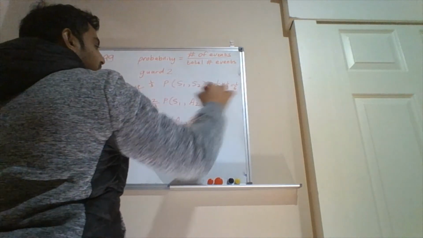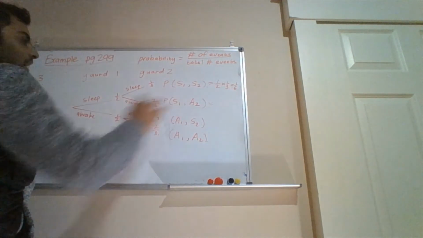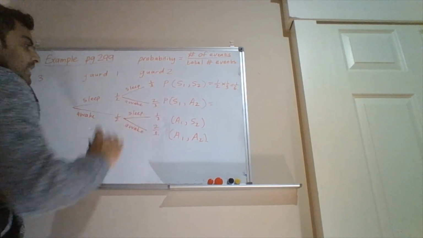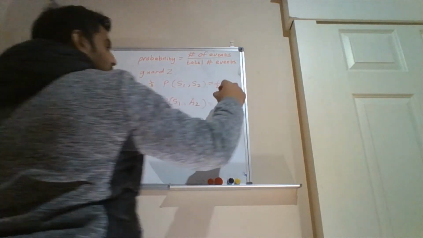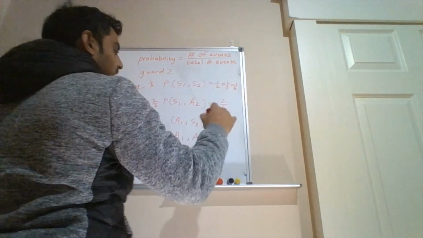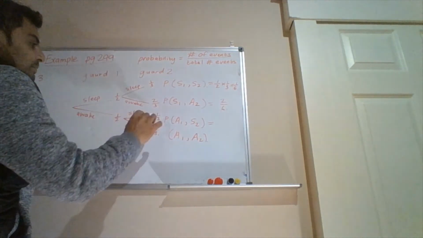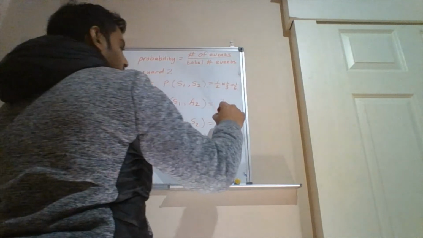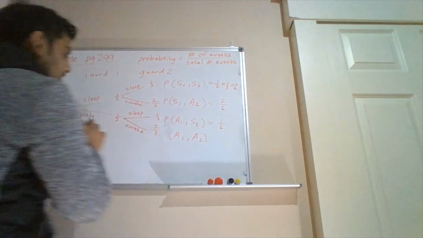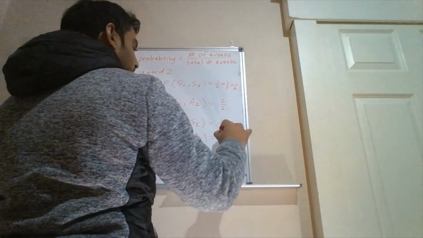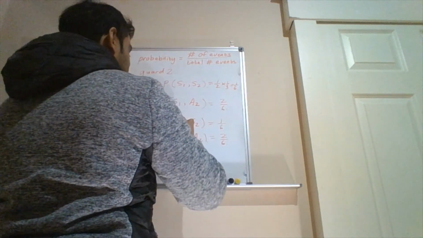the probability that the first guard is asleep is a half, and the second guard is awake is 2/3, and if we multiply these, we get 2 out of 6. Same story for this branch, it's a half times a third, which is 1 out of 6, and for the last branch, it's a half times 2/3, which is 2 out of 6.